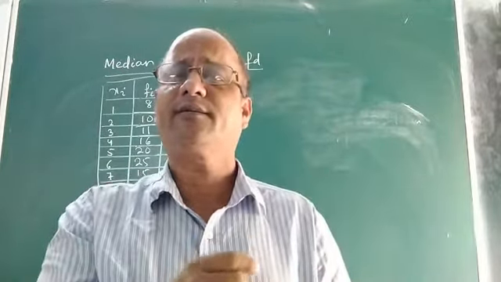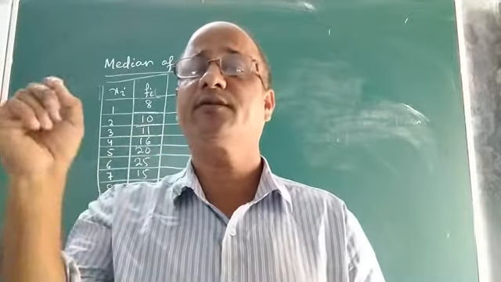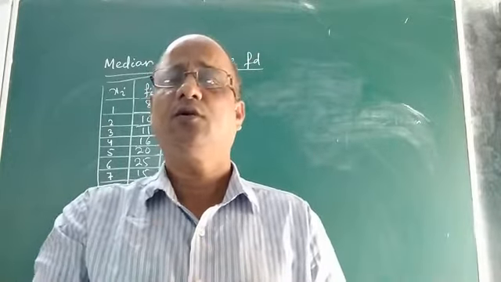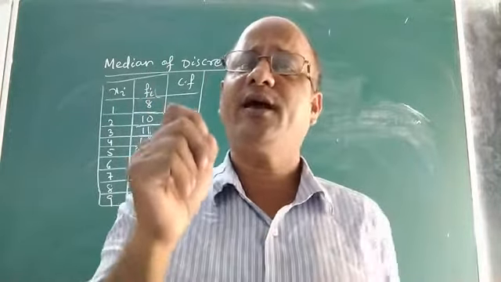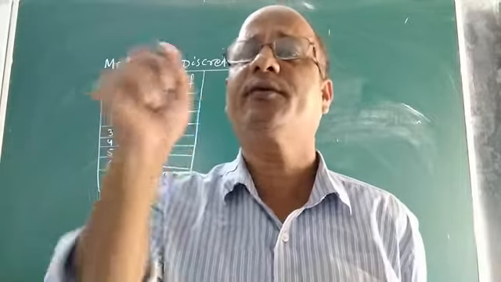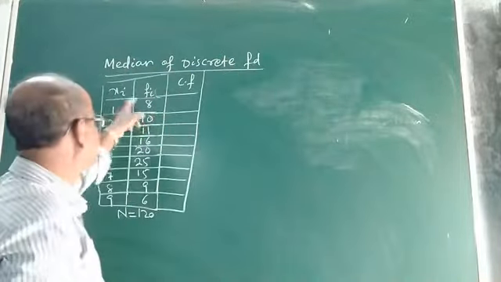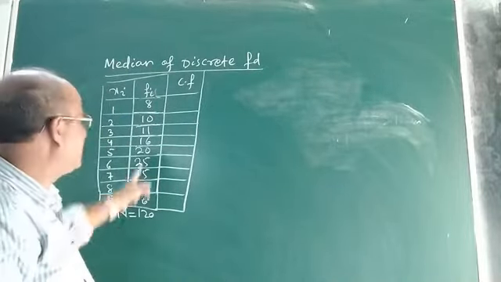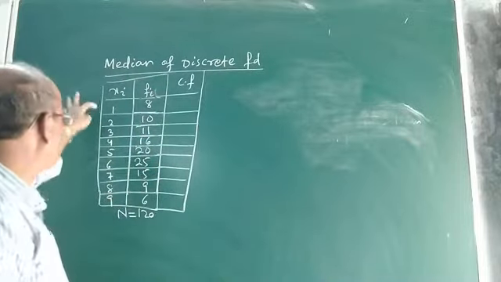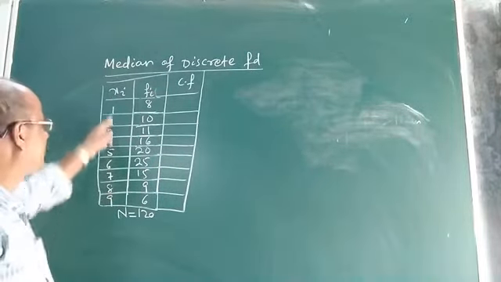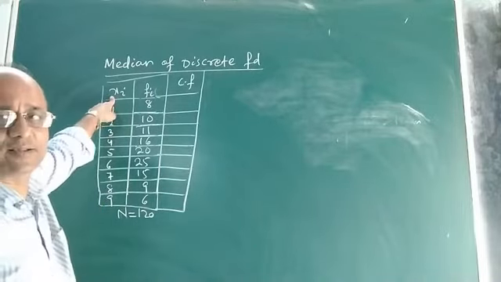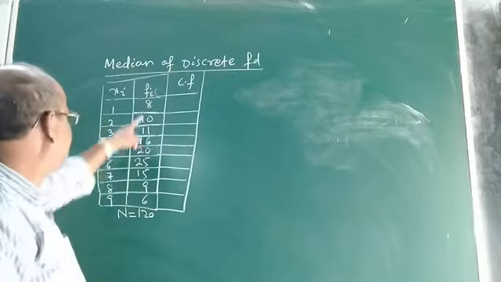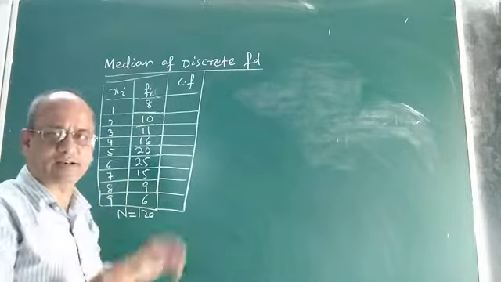In this class we will discuss the median of a discrete frequency distribution and a continuous frequency distribution. So let us discuss how to find the median of a discrete frequency distribution. Suppose you are given a discrete frequency distribution like this. These are the xi, the values of observations, 1, 2, 3, 4 up to 9, and these are the corresponding frequencies. The frequency of 1 is 8, the frequency of 2 is 10, etc.